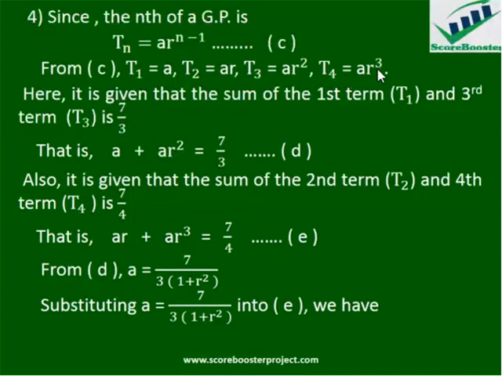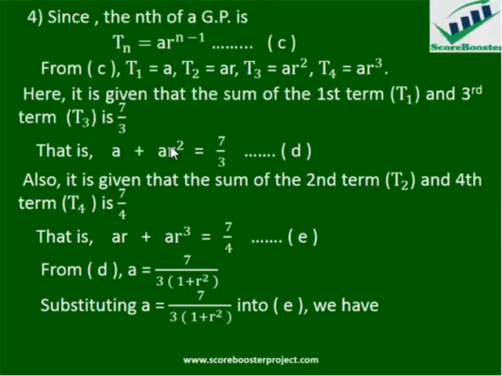So here we move to the question. In the question, it is said that the sum of the first term, which is T1, and the third term, T3, is 7/3. The value for T1 is a, plus the value for T3 is a r squared, equals 7/3. That's from the question, and that is tagged as equation D. Also, it is given that the sum of the second term, here it is a r, plus the fourth term, a r cubed, is 7/4. So from here, D and E give us a simultaneous equation. So we have to solve this using the substitution method.